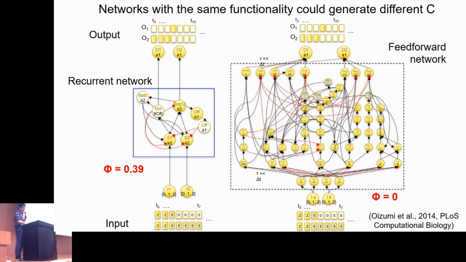So, for example, according to IIT, networks with the same functionality could generate different consciousness. What we prepared here is that, from the outside point of view, these two networks are the same, because the input and output relationships are exactly the same. But the network implementations are totally different. On the left-hand side, phi is large, but on the right-hand side, phi is 0 in the definition of IIT 3.0. So this kind of thing could happen. The important thing here is that we need to look at the inside to assess artificial consciousness.